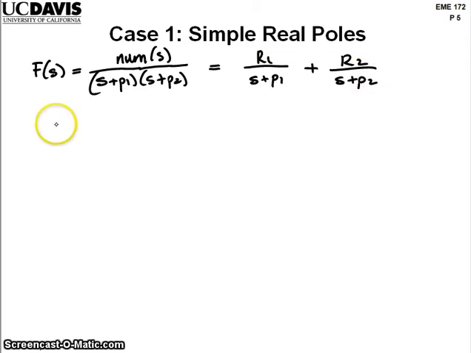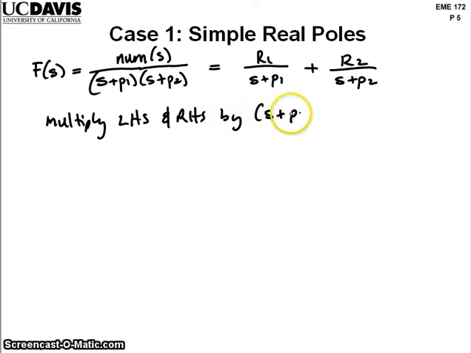If I multiply the left-hand side and the right-hand side by s plus p1, okay? And then evaluate, and we're going to set s equal to minus p1. So if you notice this term here, s plus p1, when I set s equal to minus p1, this term goes to 0. That's what it means for this thing to have a pole at minus p1.